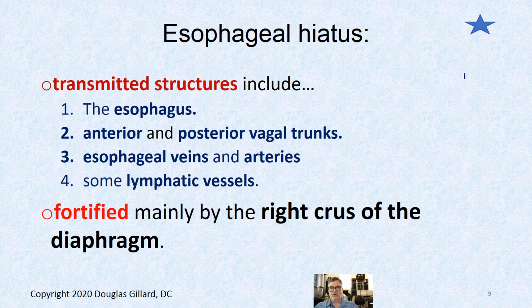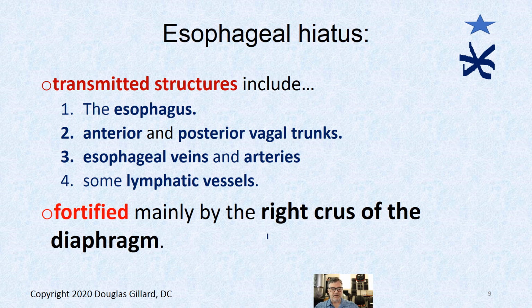Now, here's a great board question. If you're watching this, I won't ask you, this is not testable, but great board question. What is transmitted through the esophageal hiatus? What does that mean, transmitted through? What passes through the esophageal hiatus? Well, of course, the esophagus, then the anterior and posterior vagal nerve trunks, the esophageal veins and arteries, and some lymph vessels. So really easy to make a question with that.